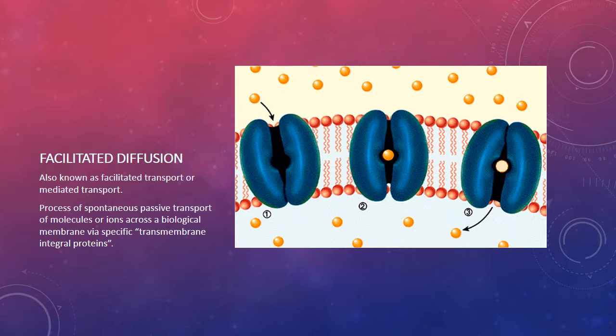Facilitated diffusion. Facilitated diffusion is also known as facilitated transport or passive mediated transport. It is the process of spontaneous passive transport of molecules or ions across a biological membrane via specific transmembrane integral proteins. Since it's passive, it does not directly require chemical energy from ATP hydrolysis in a transport step itself. The molecules and ions move down their concentration gradient, reflecting its diffusive nature.